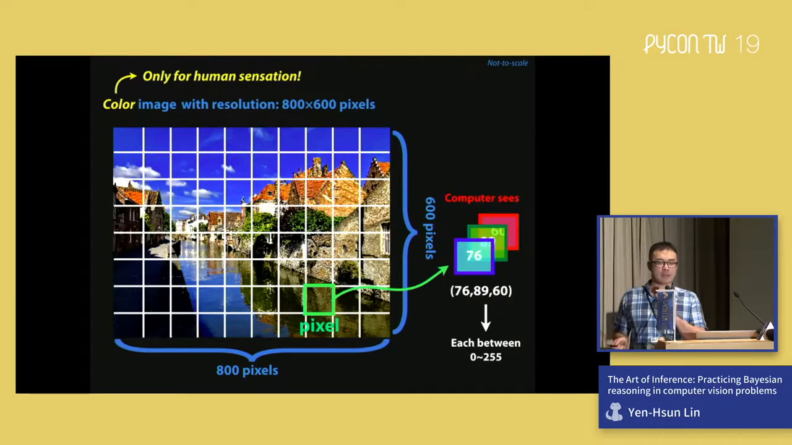If we take a further look at this pixel here, the computer actually sees a type of digits that contains three numbers. Each number is between 0 and 255, so there are a total of 256 levels to characterize the color information in each channel. Of course, by integrating the information at such pixels, the computer can reproduce what the color really means to human sense. But the computer sees numbers, actually not colors.